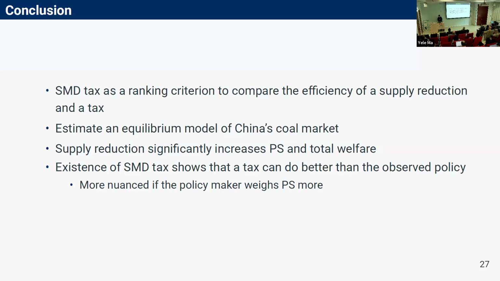And we find that the observed supply reduction policy indeed reduces the economic surplus, although it increases the producer surplus by increasing the price a lot. But taking into account the external damage, the overall welfare is roughly zero, based on the imputed effect of the externality. But we do find that there also exists an SMD tax that can do better than the observed supply reduction policy. That's all I have.